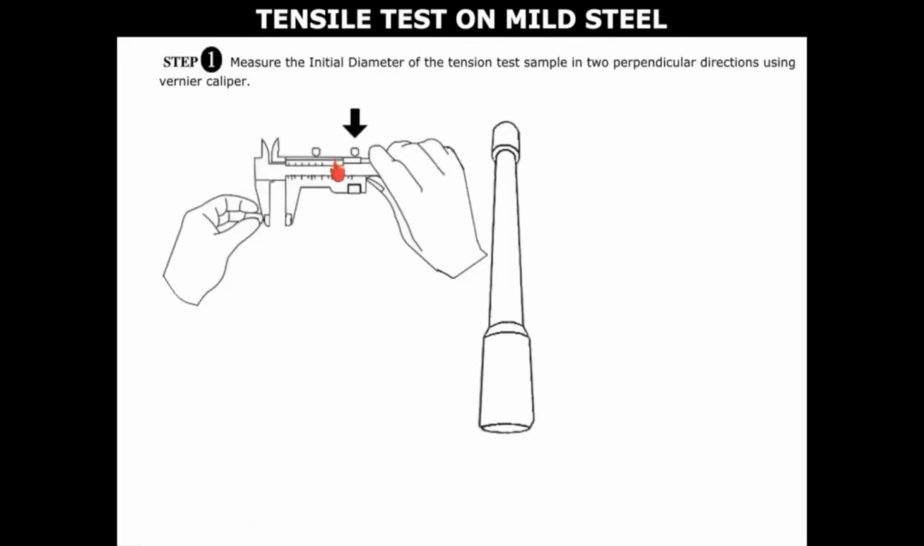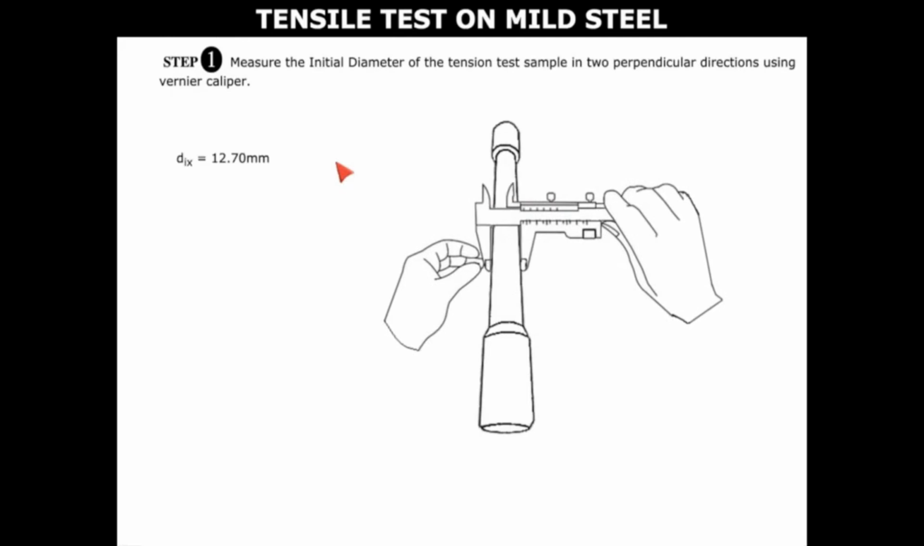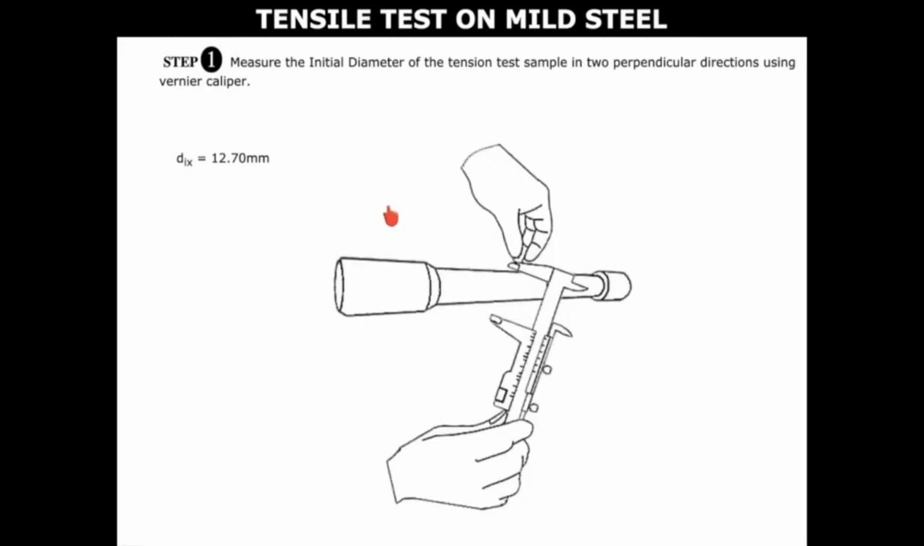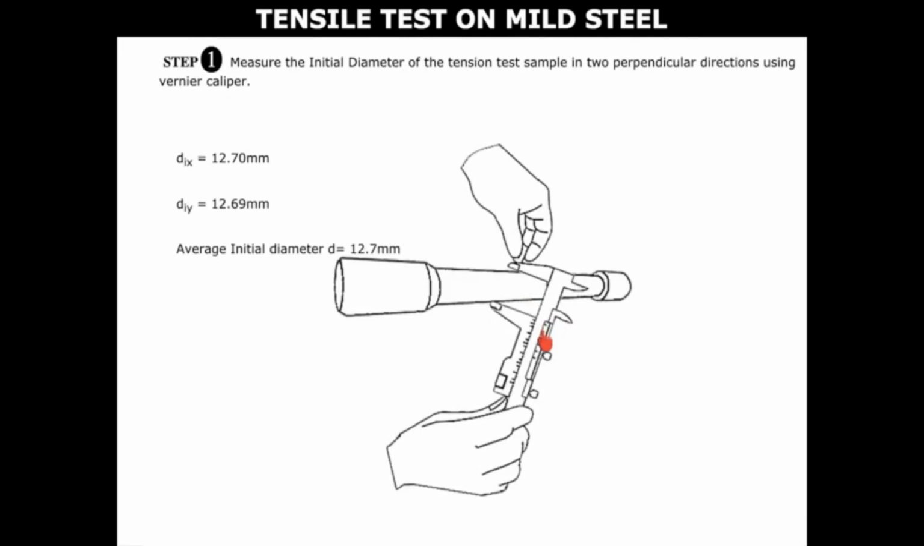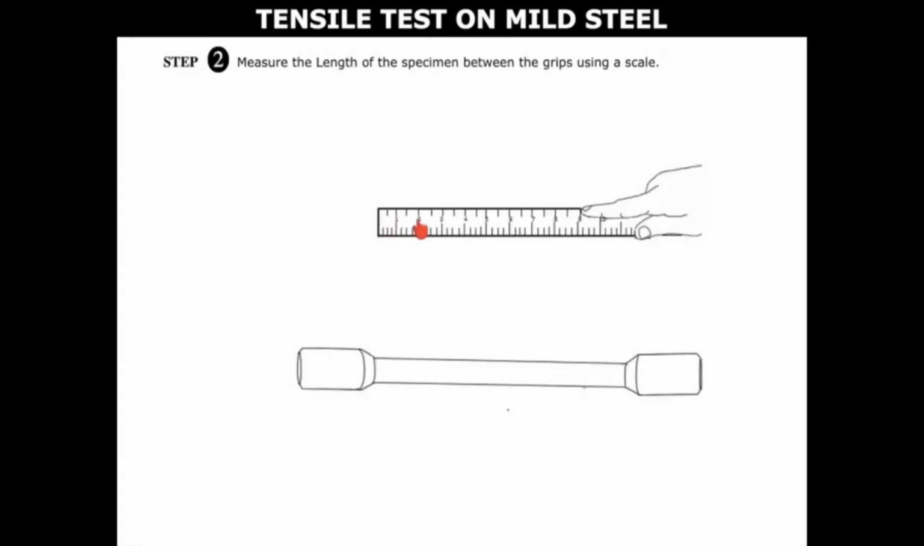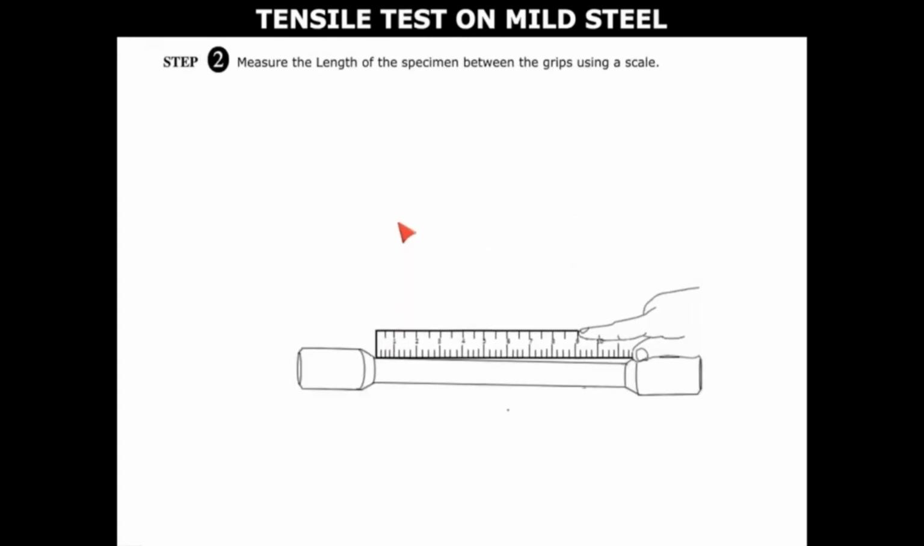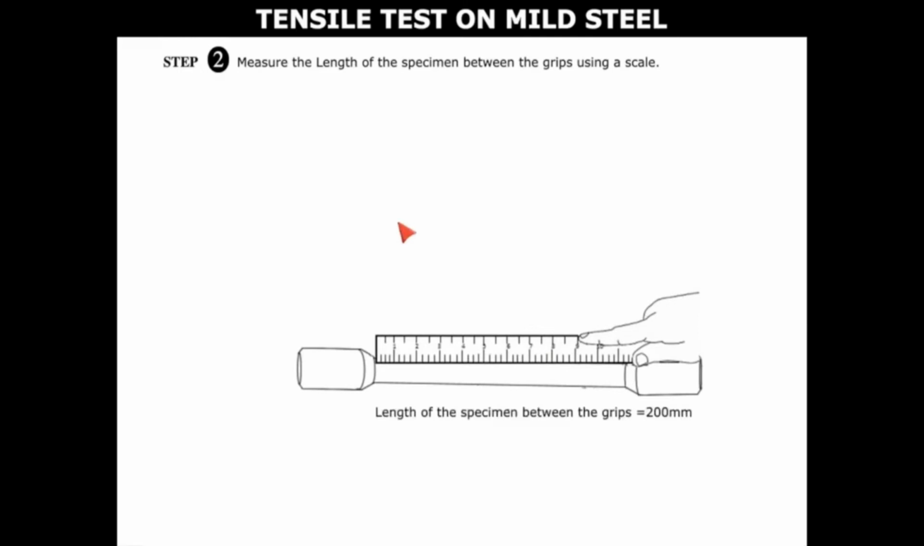Click on the vernier caliper scale to measure the diameter of the specimen. The diameter is measured in two perpendicular directions. This is the second direction, and the average initial diameter is found. Click on the scale to measure the length of the specimen between the grips.